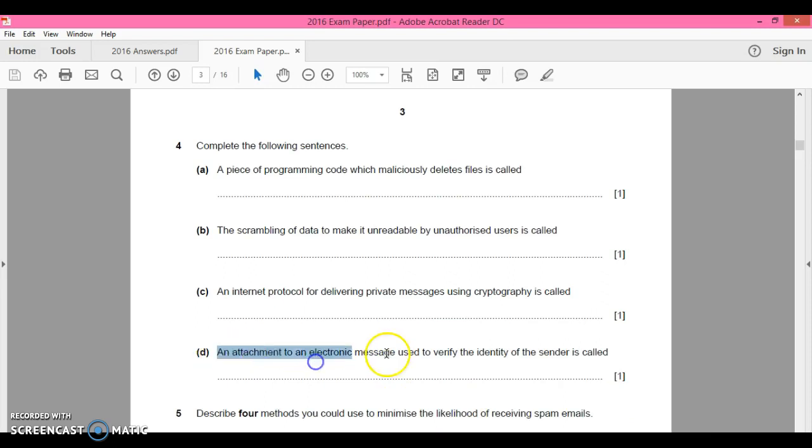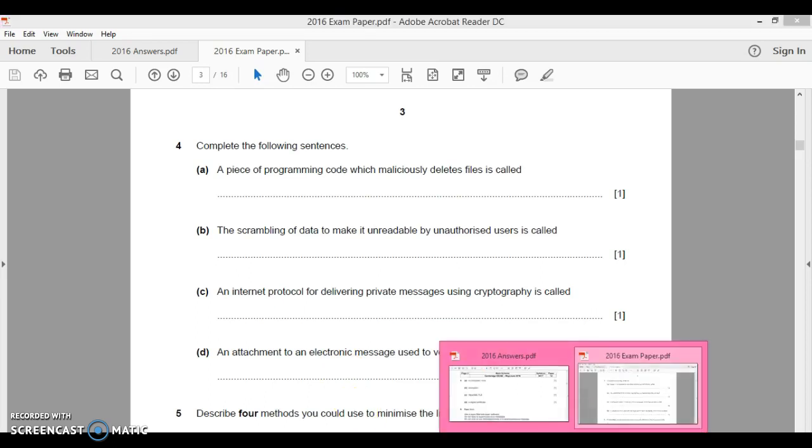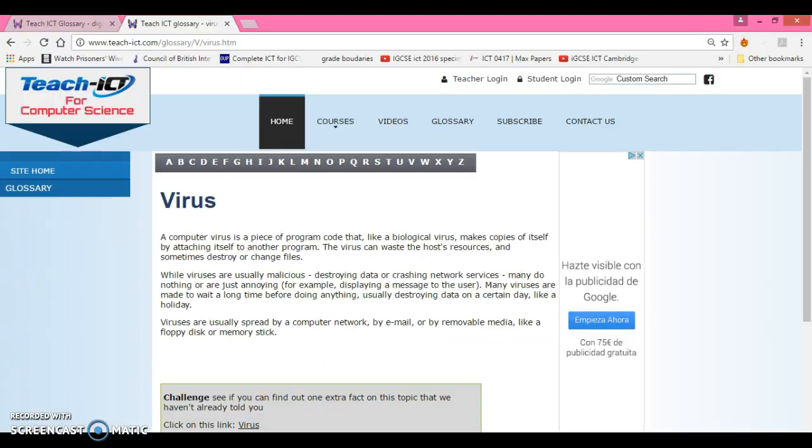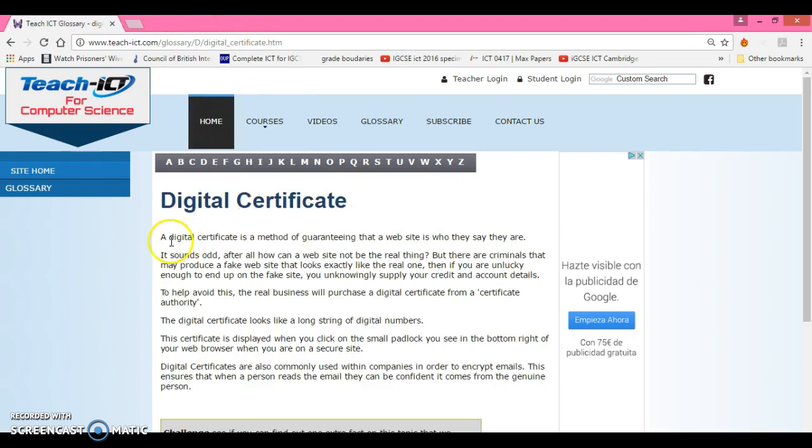An attachment to an electronic message which is used to verify the identity of the sender. Now, that is called a digital certificate. Okay? Now, a digital certificate will authenticate that the site is real and the person sending it is real. Okay? So, basically, you need to read through this.